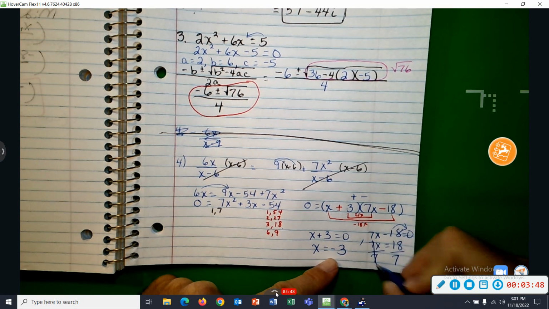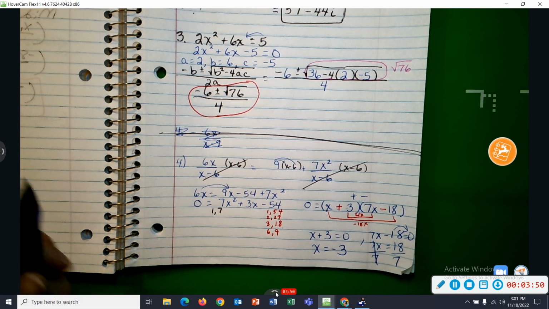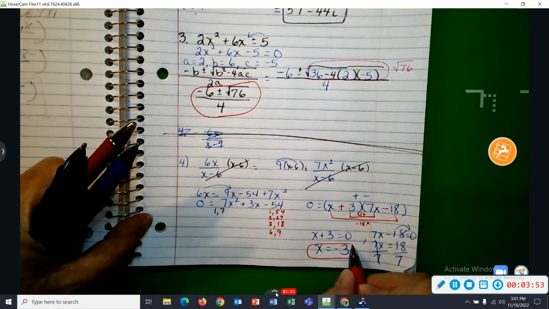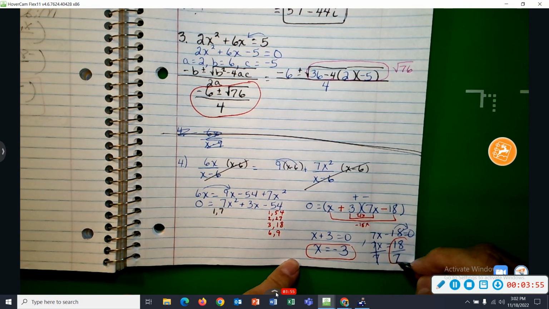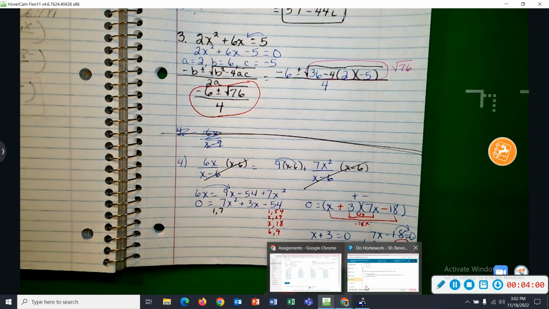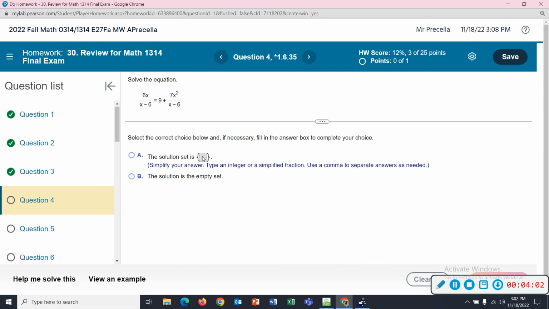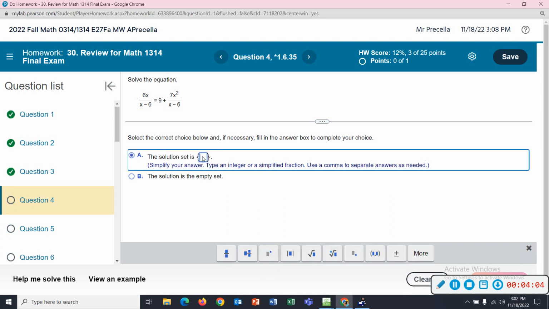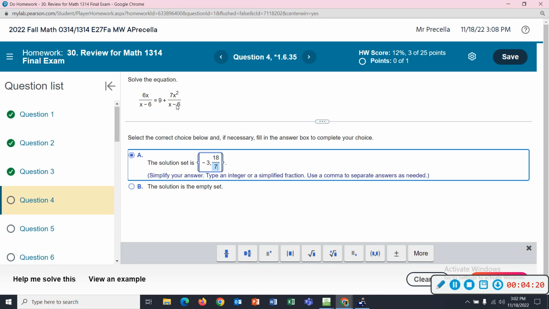Oh, I'm running out of room. So negative 3 and positive 18 over 7. Notice if we had gotten 6 as an answer, we would have to mark it out because that would give us a denominator of 0. So negative 3, comma, 18 over 7.